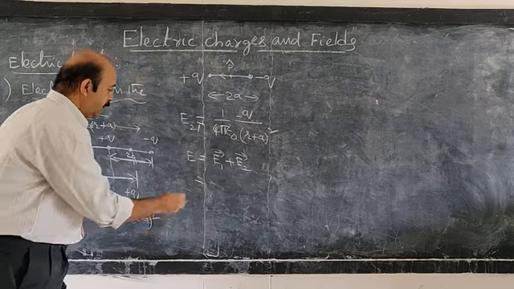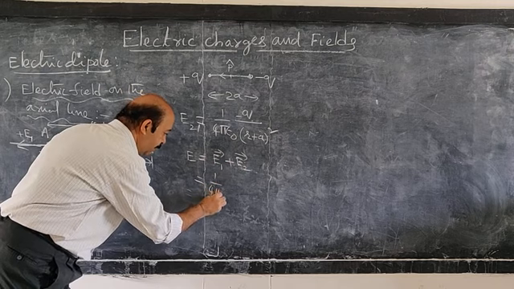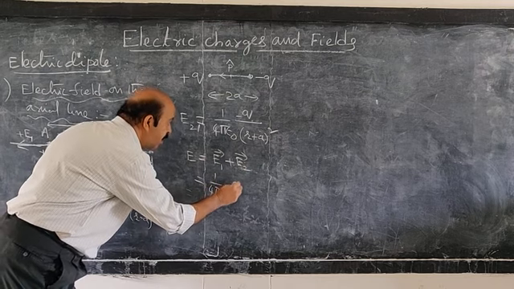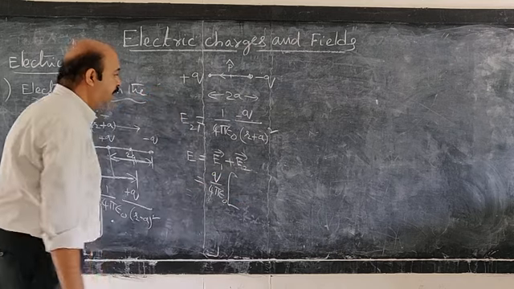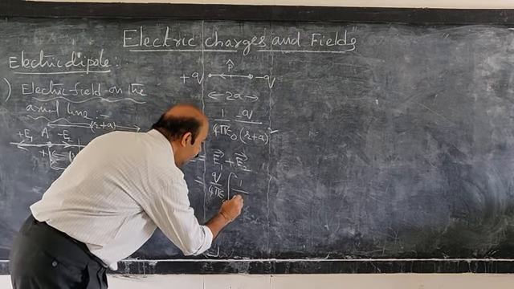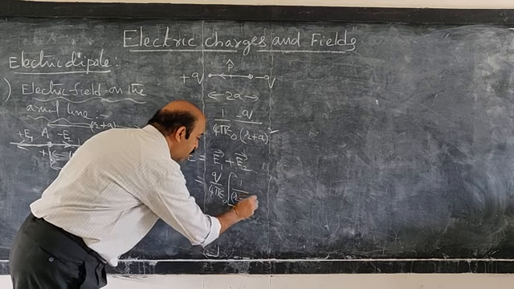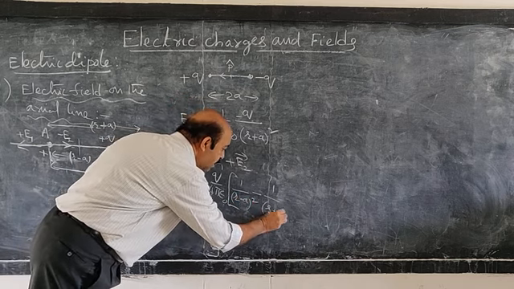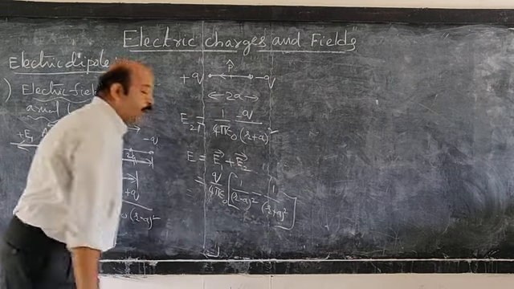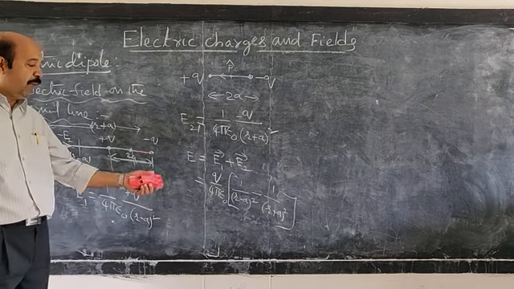But we can write it like this: 1 by 4 pi epsilon naught is common, and the Q is also common. Then what we get is 1 by (R minus A) whole square minus 1 by (R plus A) square. So just simplify this.